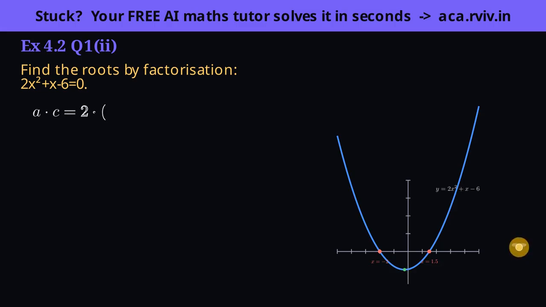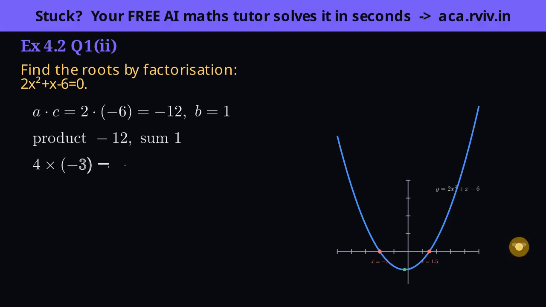Many students wrongly split using c alone, but the correct rule uses the product a times c. With a equal to 2, that's 2 times minus 6, which is minus 12, and b is plus 1. So the pair must multiply to minus 12, not to minus 6, and add to plus 1. This is exactly where using c instead of a times c would trip you up. The numbers are 4 and minus 3. They multiply to minus 12 and add to plus 1.